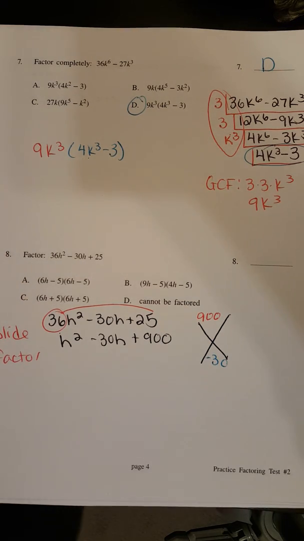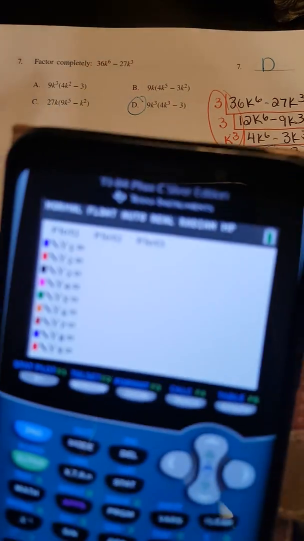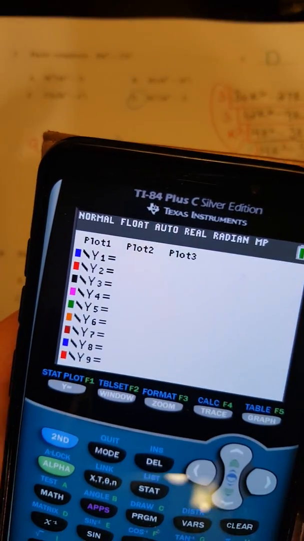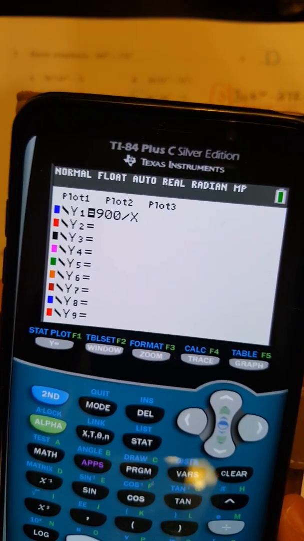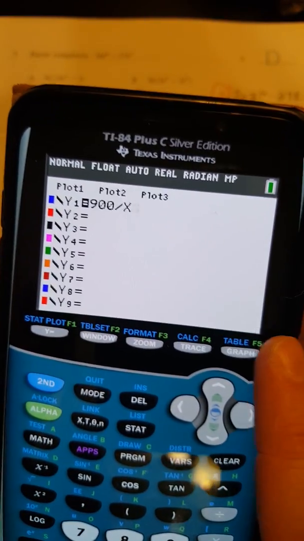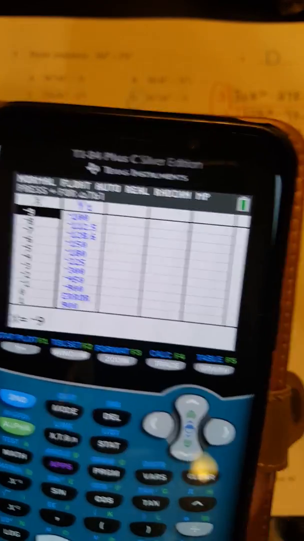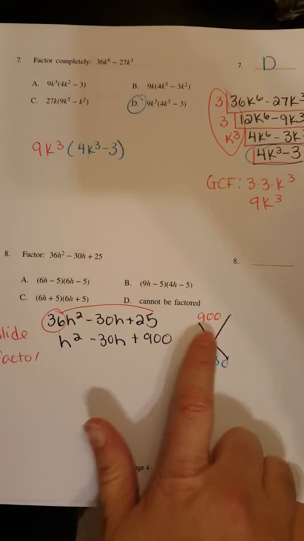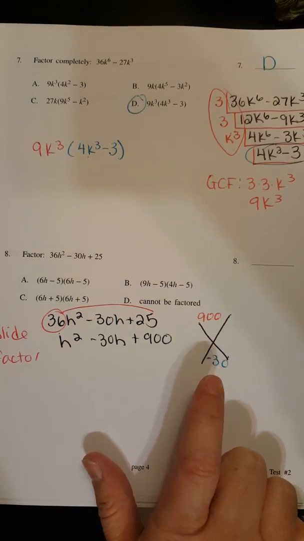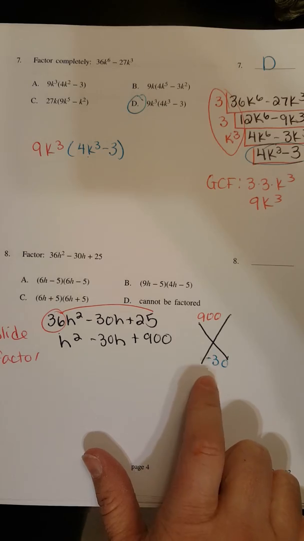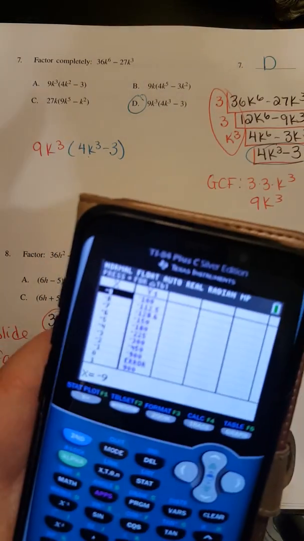All right, so this is a big one. I'm going to go back to my calculator for this one. I pressed y equals, and I need two numbers that multiply to give me 900, so I'm going to do 900 divided by x, and then second graph to go into my table. Again, I'm trying to find two numbers that multiply to give me 900 and add to give me negative 30. Since they add to give me a negative, they're both going to have to be negative.